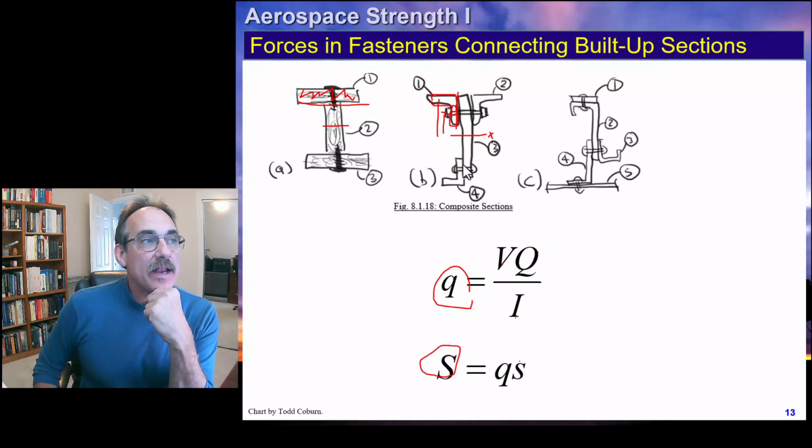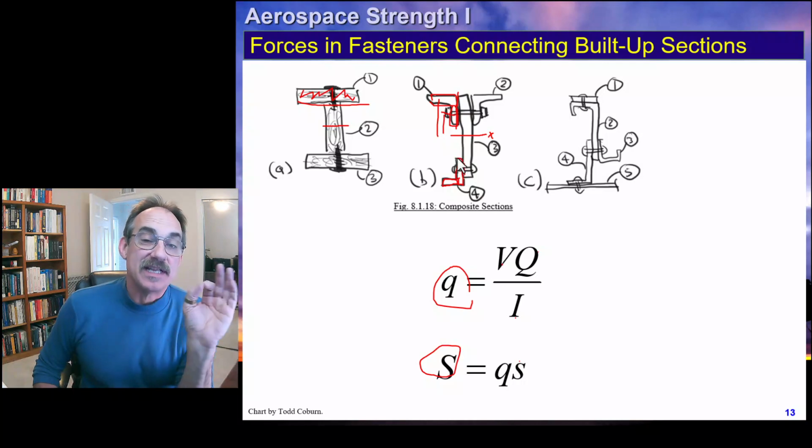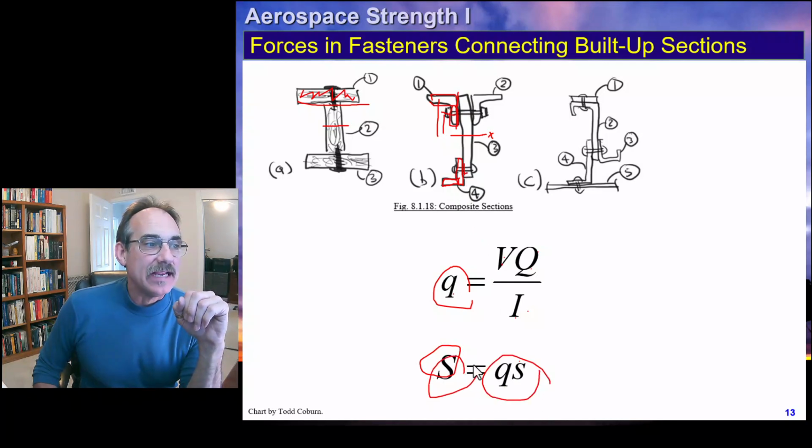Now, if instead we wanted to know what's the shear force on this one down here, we would instead calculate the Q of this little piece plus the Q of this little piece, which means the area times the y distance from the centroid, right? Plug all that in with the same V and the same I to get our Q on that, multiply by the spacing of these fasteners into the page, and that gives us the shear force.